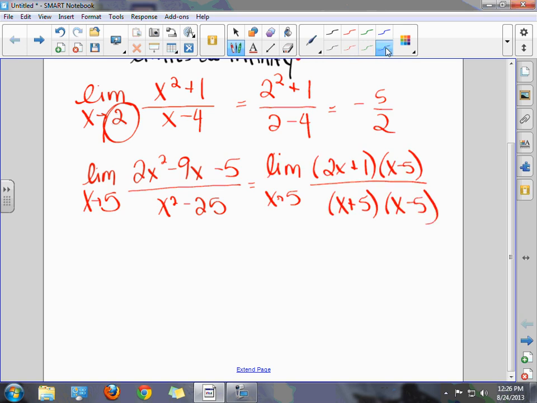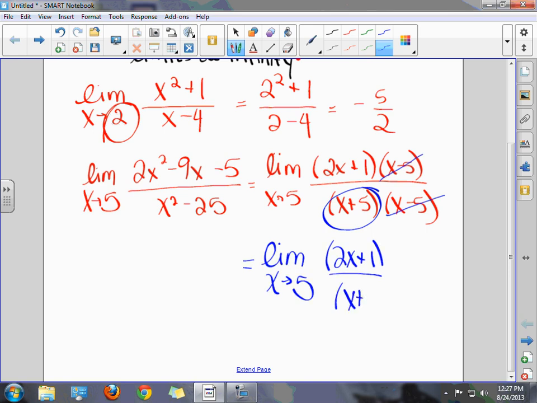So now I am able to cancel those out. And now my denominator is just x plus 5. So when I plug in, I'm not going to get 0 anymore. So what's going to happen is I end up with 2x plus 1 all over x plus 5. And now I can just plug in, and I get 11 over 10. So if you have polynomials, definitely the first thing you want to check is just, can I factor and cancel?